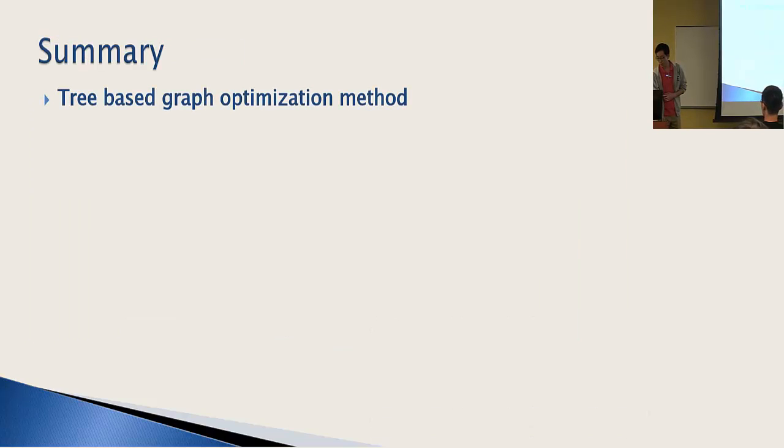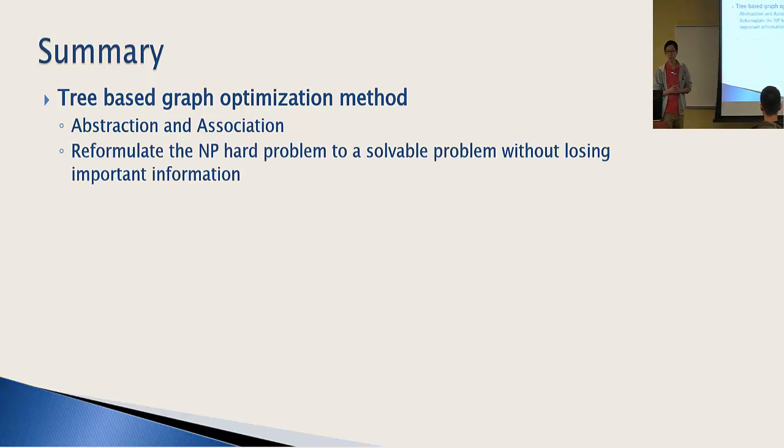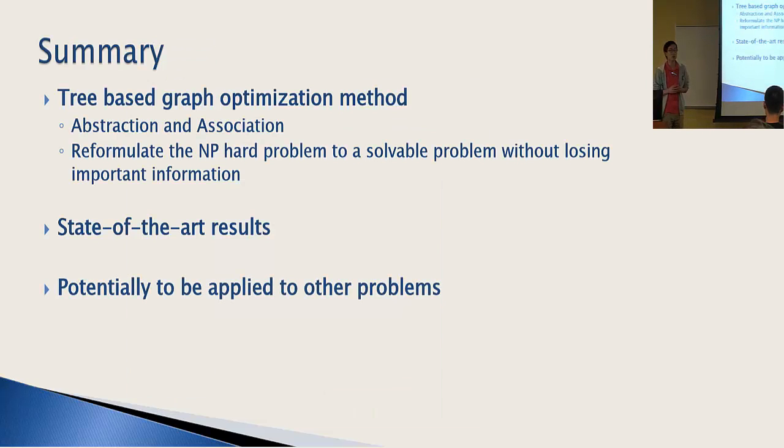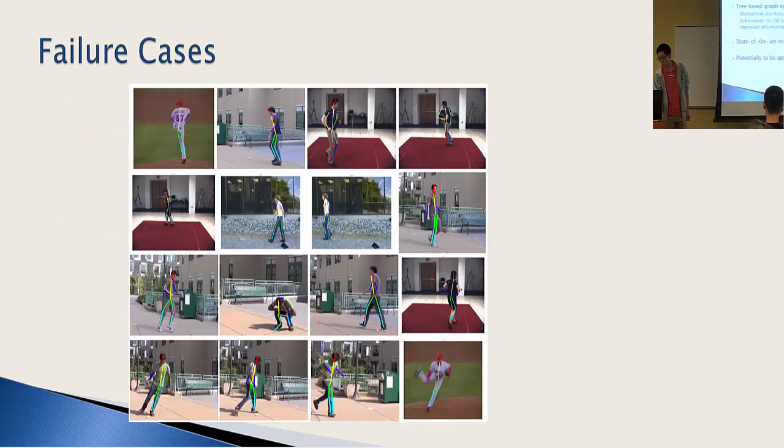So here is the summary. We have proposed a tree-based graph optimization method to solve the human pose estimation problem in videos. And we have two key ideas, abstraction and association. The intuition is that we want to reformulate the NP-hard problem to a solvable problem without losing important information. And our performance is the best over the literature, and our method is general, and it can be applied to some other vision applications as well.